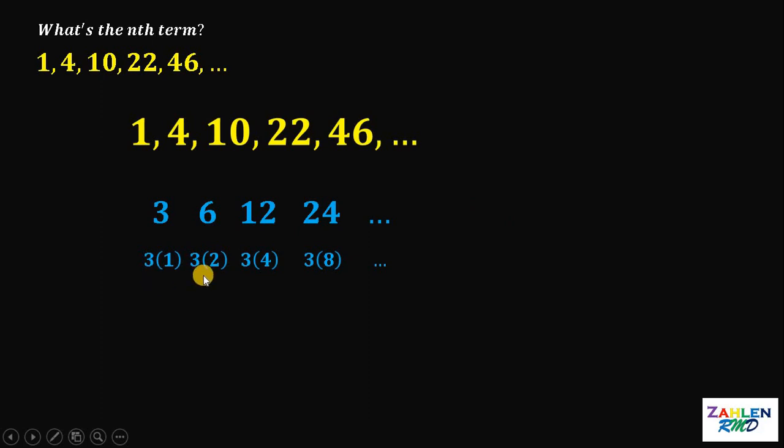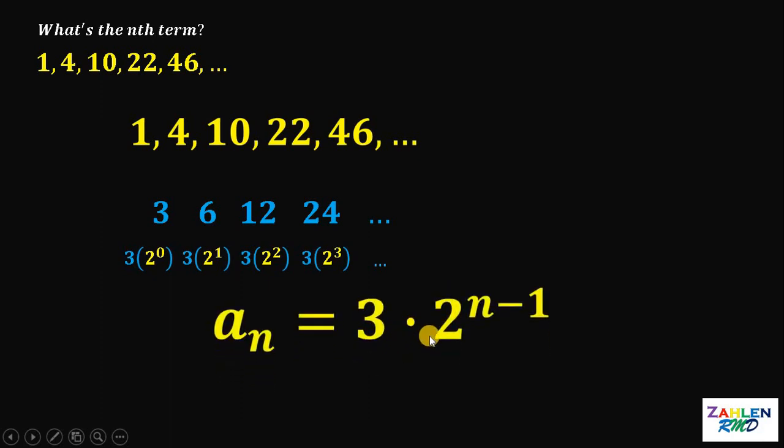So we have a common factor of 3. And take note that 1, 2, 4, and 8 can be written as powers of 2. Because 1 can be written as 2 raised to 0. 2 can be written as 2 raised to 1. 4 can be written as 2 squared. And 8 can be written as 2 cubed. Therefore, our initial pattern must be 3 times 2 raised to n minus 1.